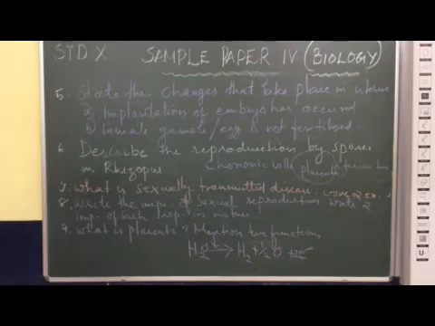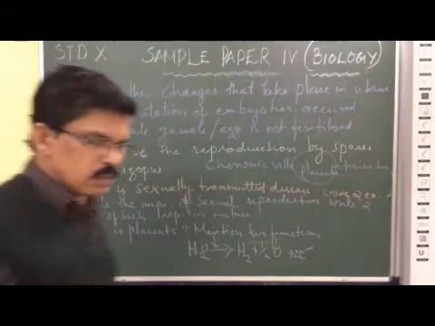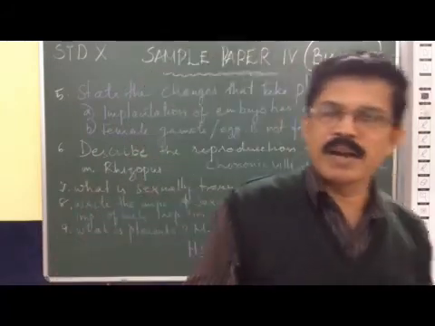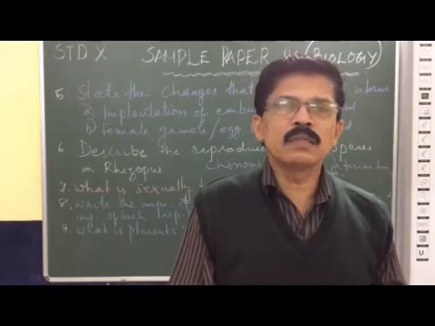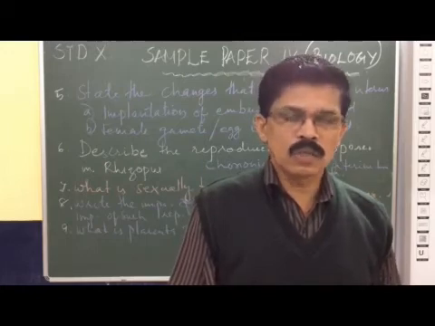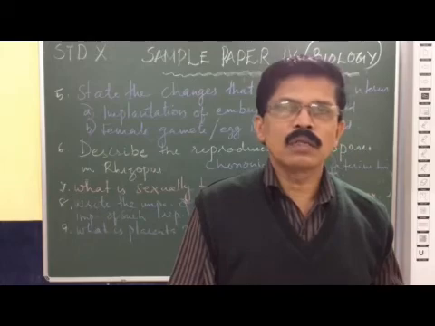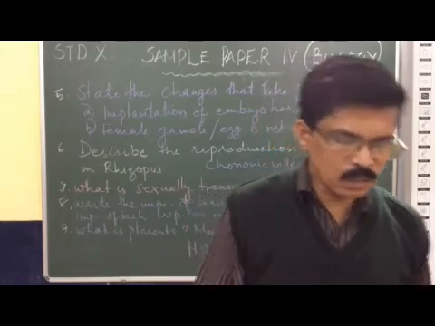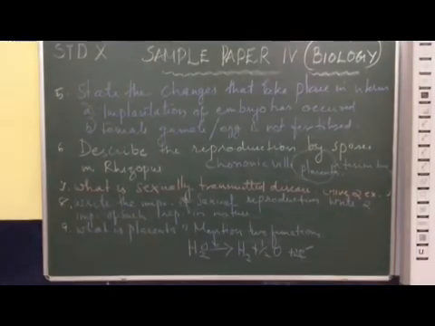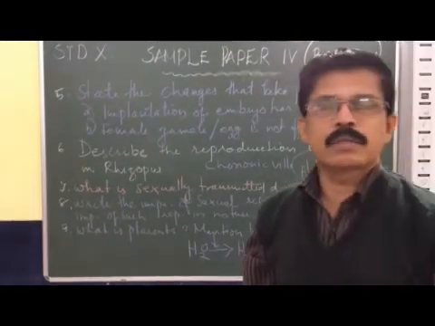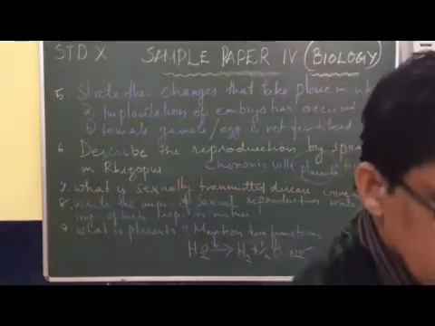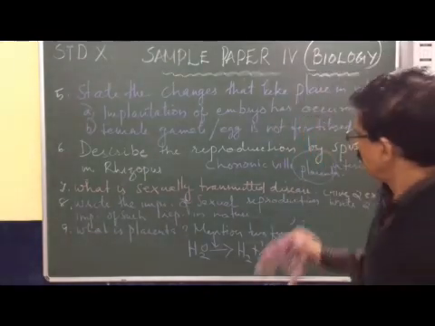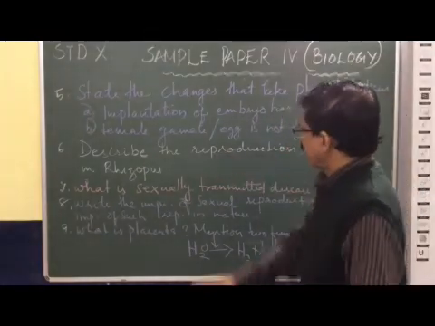Now, seventh question. What is a sexually transmitted disease, and give two examples. Sexually transmitted diseases are diseases that are spread when a healthy person is in sexual contact with an infected individual. So diseases that spread through sexual contact are called sexually transmitted diseases, or STDs. There are many types of STDs. Mainly, we can say viral STDs. AIDS is a very good example of a viral STD.